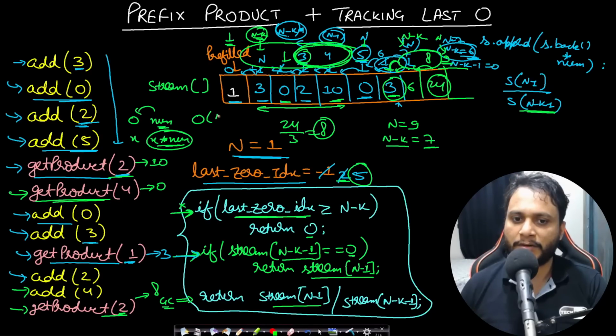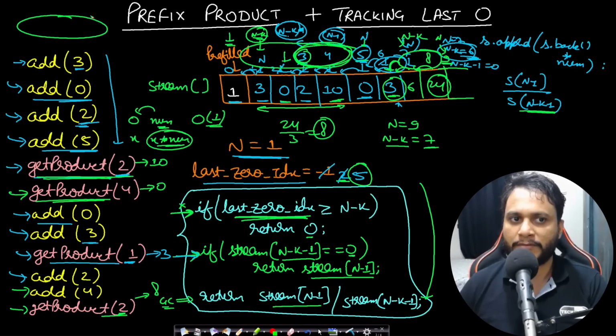Both of these techniques are order of 1 for each of the add query. Now if you try to find the product, there are three cases as mentioned here. The first case is, have we seen a 0 in the range in which we have to find the product? So if n is pointing here, I am interested from n minus 1 to n minus k. So if there is a 0 lying somewhere in between, then definitely the product will be 0, and that is why we are returning 0 here.